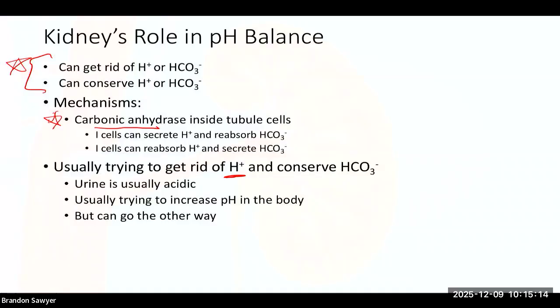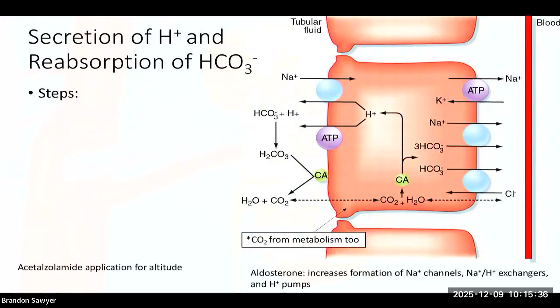And so we're usually trying to get rid of hydrogen. That's the normal state of our body, right? We're normally moving towards a lower pH. And so we're trying to get rid of hydrogen and conserve bicarbonate, but it's not always the case, right? The mechanism we'll walk through is what it looks like when we're trying to raise our pH back up. Urine's usually acidic because we're getting rid of that hydrogen, right? But yes, it can go either way.